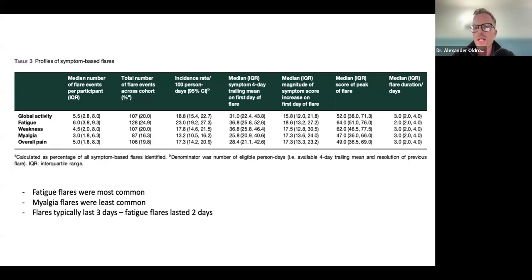And flares typically lasted for about 3 days. So a flare would occur, and then after the 3rd day, it would resolve. Interestingly, fatigue flares lasted slightly shorter, for 2 days. We don't quite know why, but that's what we found in our cohort. And they were quite common, really. So in this column here, we can see the incidence rate per 100 person days. What this means is, if you take one person and follow them over 100 days, you might expect 23 flares of fatigue or 18 flares of weakness. Now, these might all coincide alongside each other, but this is quite frequent. This isn't something that's happening once every 6 months. This is happening multiple times in a 100-day period.